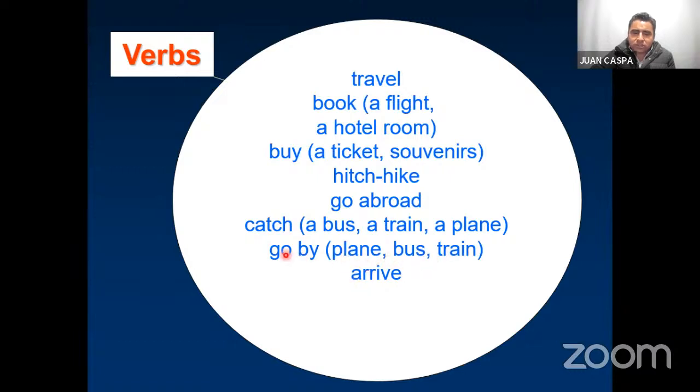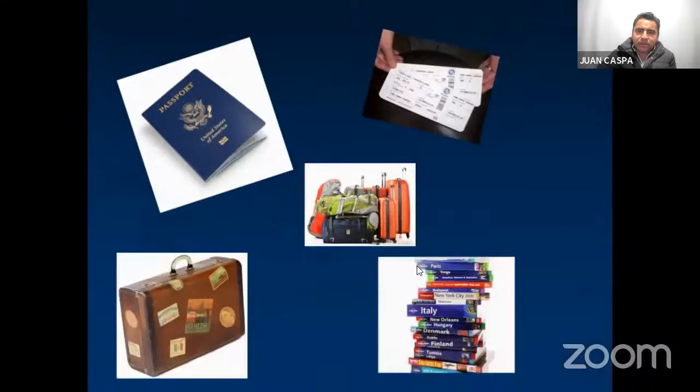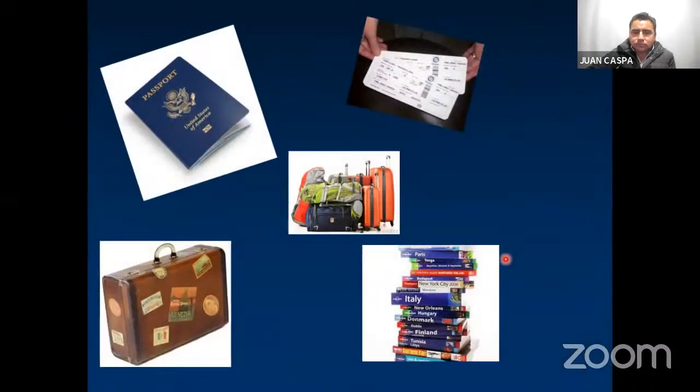But usually we say go on foot, right? Not by. But if we use a transportation system, usually we're gonna use by. Go by plane, go by bus, go by train. And arrive, llegar, right? The action of arrive. And of course, previously we were checking out something.